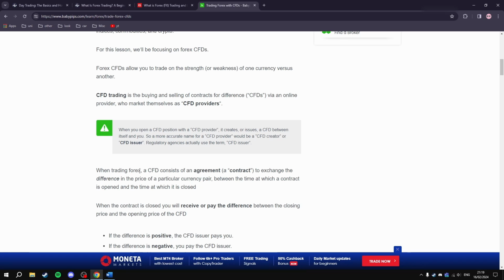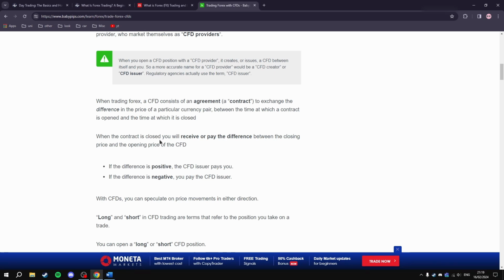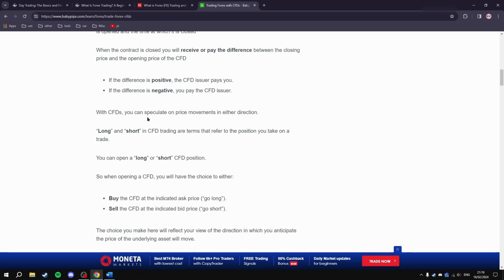When trading Forex, a CFD consists of an agreement, a contract, to exchange the difference in the price of a particular currency pair, between the time at which the contract is opened and the time at which it is closed. When the contract is closed, you will receive the difference between the closing price and the opening price of the CFD. If the difference is positive, the CFD issuer pays you. If the difference is negative, you pay the CFD issuer. With CFDs, you can speculate on price movements in either direction.